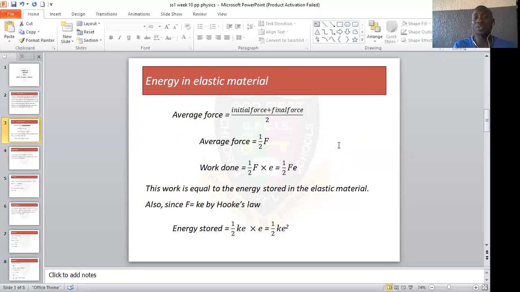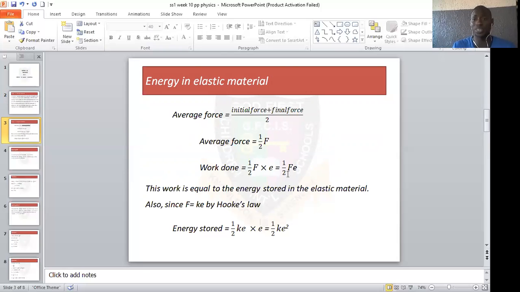So work done, as stated in the note, is the product of the average force and the extension. That's why we have average force times e, to give you 1 over 2 Fe, where F is the force and e is the extension. This is how to calculate the work done in an elastic material.